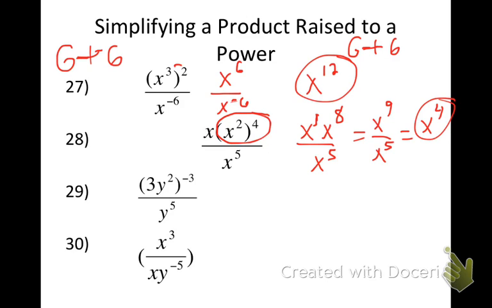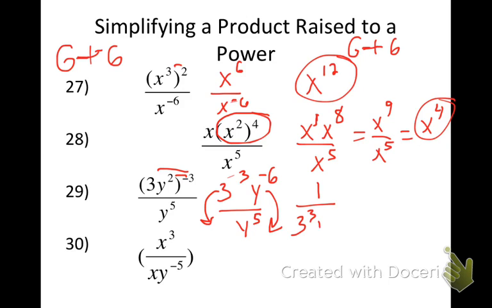29 is y to the negative 4. So 29 here. What do I have to do with this negative 3? I have to multiply. Distribute that negative 3, right? So really I get 3 to the negative 3rd, y to the negative 6th over y to the 5th. Does everybody see why I get 3 to the negative 3rd? That negative 3 has to go to everything on the inside. Now I have negative exponents. Do I like negative exponents? No. Let's move them. Move this one to the bottom. Move this one to the bottom. So I have 1 over 3 to the 3rd, y to the 5th, y to the 6th.